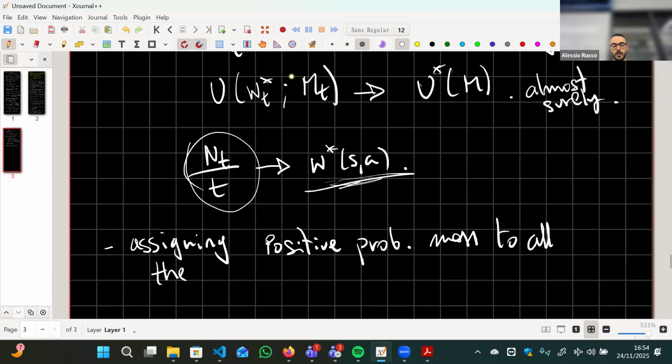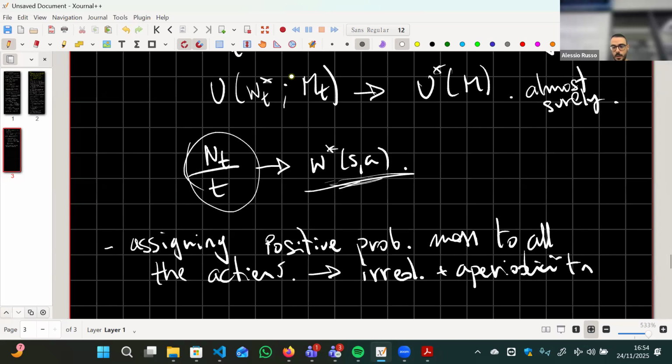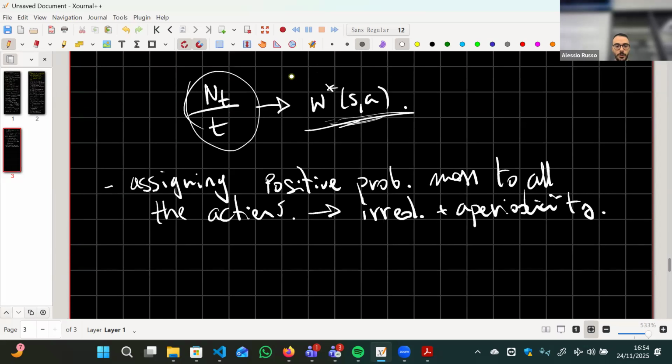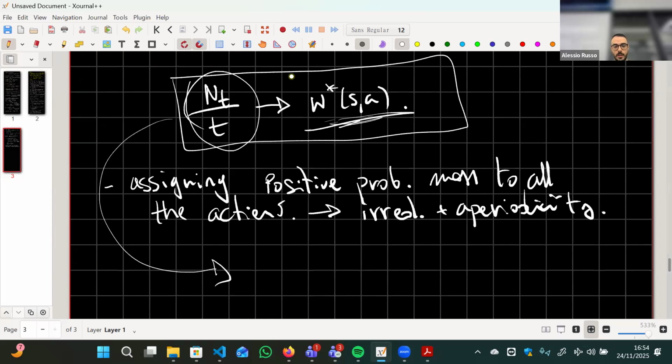So assigning positive probability mass to all the actions is something that will help us with the aperiodicity and the irreducibility. And because of that, you can show that there exists a unique stationary distribution, even though we are using this kind of time-varying policy. And in the end, you can show that this result here will hold with probability 1.